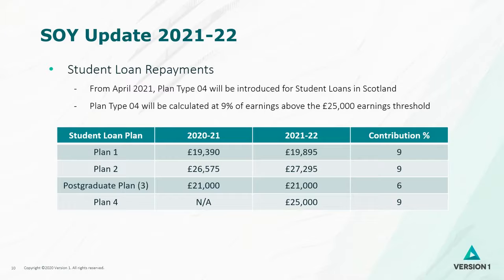For the remaining plan types, Plan Type 1 and Plan Type 2, there is a small increase in the threshold. For the postgraduate plan, or Plan Type 3, there are no changes.